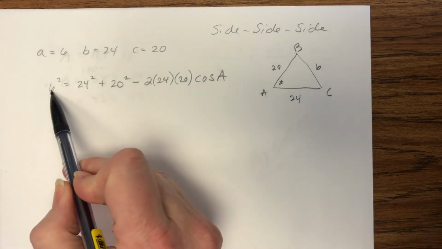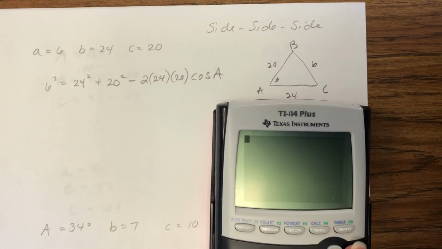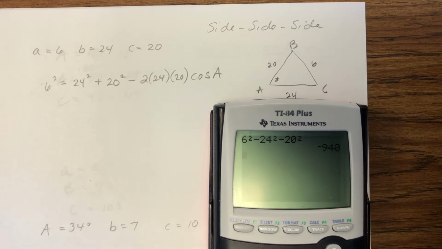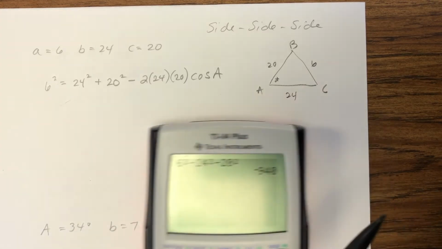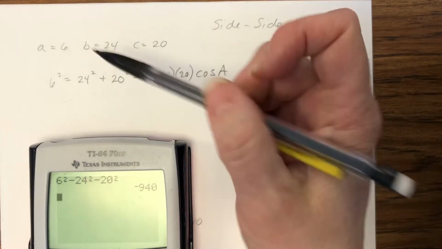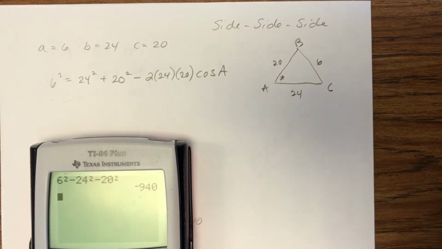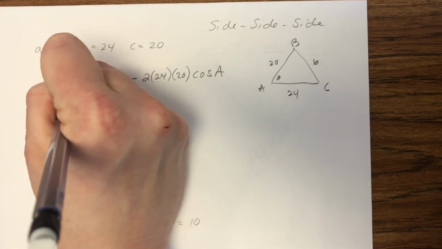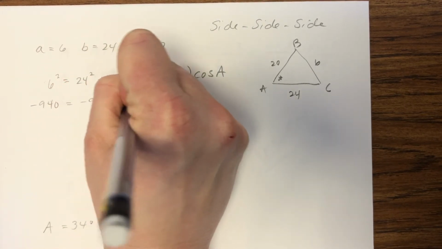So I'm going to take 6 squared, and I'm going to subtract 24 squared and subtract 20 squared. So 6 squared minus 24 squared minus 20 squared. And I can do that all at once on my calculator. And I end up with a negative 940. There's kind of a little bit of a glare there. Now you can see it. Negative 940. Okay? And then I'm going to multiply those together. So negative 2 times 24 times 20. So I have a negative 940 on this side equals a negative 960 times the cosine of A.